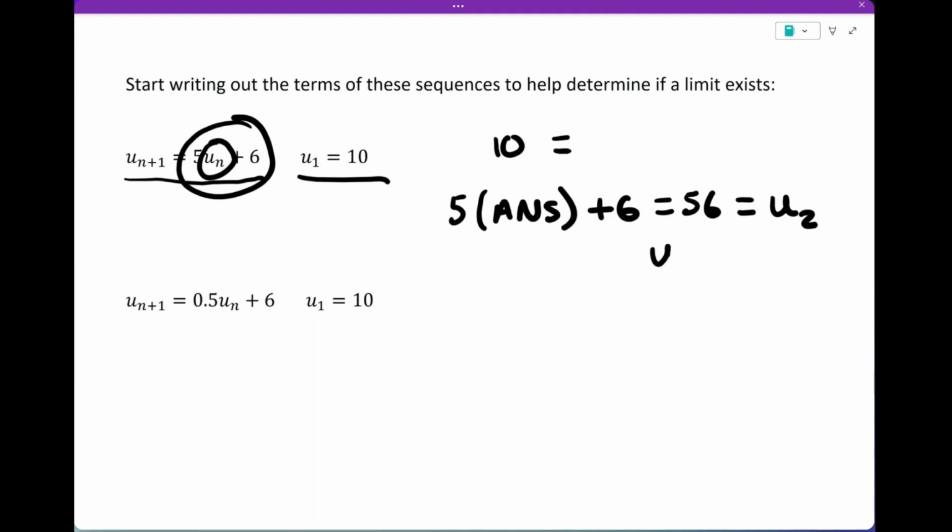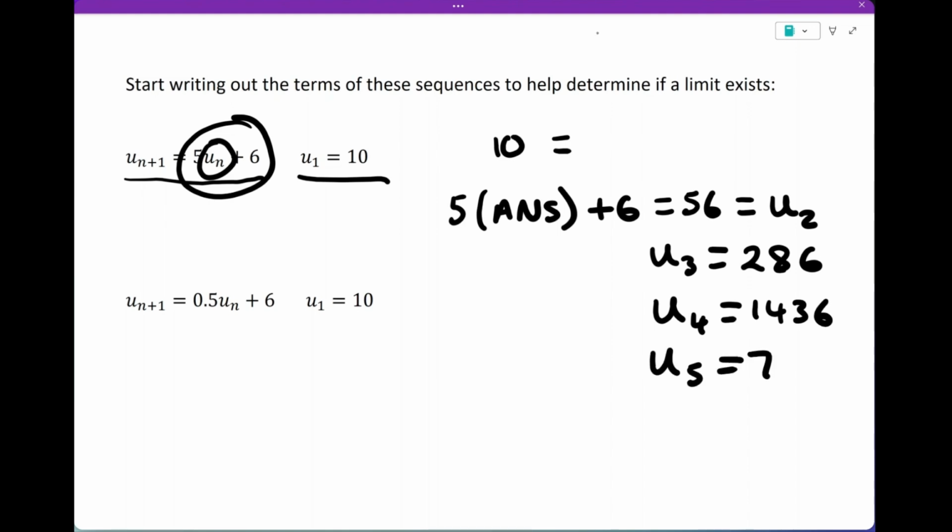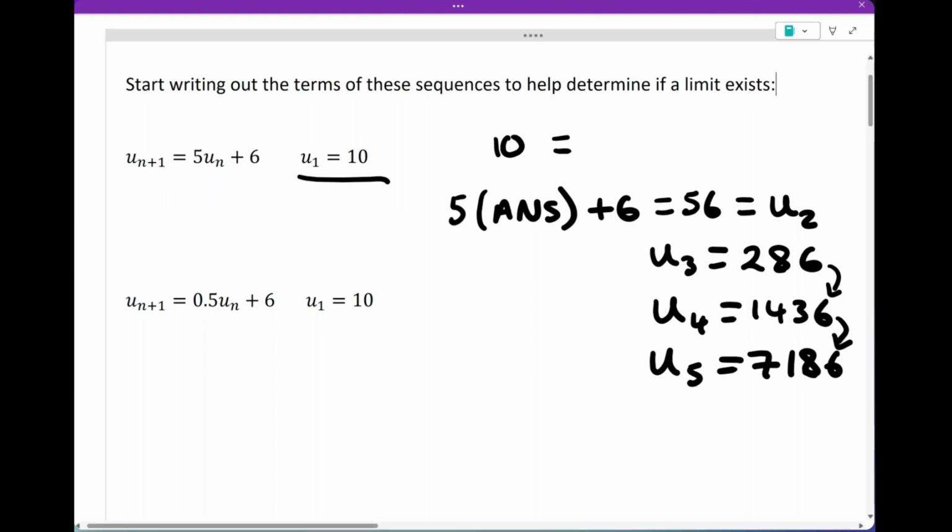Then u3 we will get if we click equals again. So we get 286. Then u4 if we hit equals again, 1436. And if we do it again for u5, we get 7186. So I think it's pretty clear this sequence is not going to have a limit. Okay, it seems to be getting bigger and bigger and bigger, and you can see the differences between the two terms each time is getting larger and larger. Okay, so for our first one, I think we can conclude the limit does not exist.